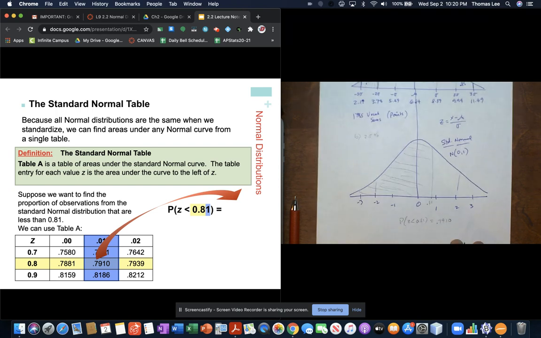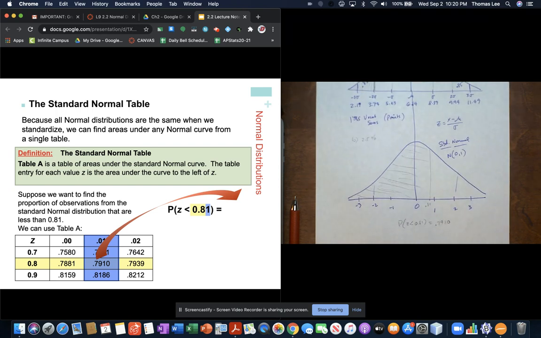Now, why did I write 0.7910? Why didn't I just write 79%? Because probability, notation-wise, goes with numbers between 0 and 1. You don't talk about probability in terms of percentages. If somebody does talk about probability in terms of percentages, that is not statistically accurate, because probability is between 0 and 1.